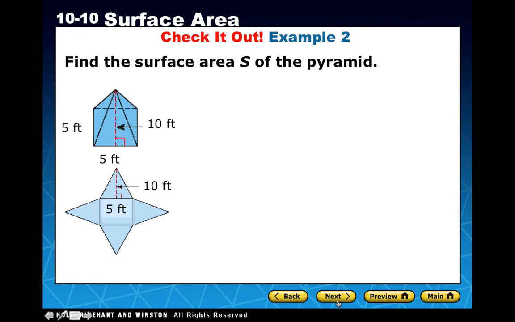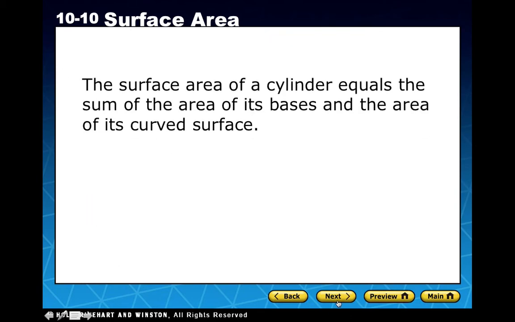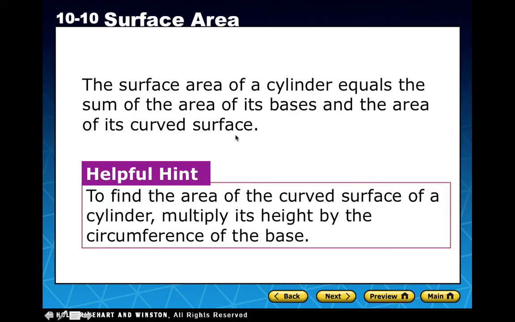Right, we're going to skip this one. So the surface area of a cylinder equals the sum of the area of its bases and the area of its curved surfaces. And remember that the curved surface is actually, if you open it up, just a rectangle. Okay, so we're going to multiply its height by the circumference. Remember, the circumference is the perimeter. And we'll multiply by how tall it is.